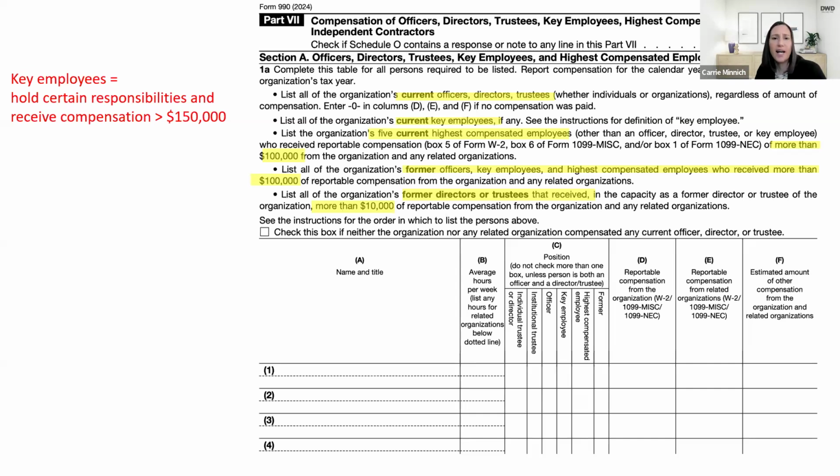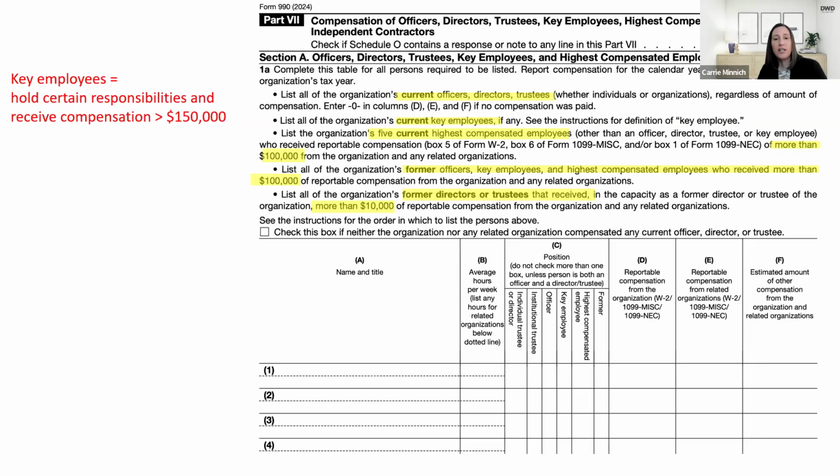Same way with highest compensated employees, we're looking for those employees that are paid over $100,000. So don't just list your highest compensated employees. Again, there is a specific definition that the IRS is looking for. Same way with former officers and former directors. For most organizations, this list is going to include anyone that served on the board of directors at any time during the year. You're going to note what their title is, if they're a director or if they serve as an officer, the board chair, vice chair, and so forth. And then also your executive director or your CEO should be listed here.